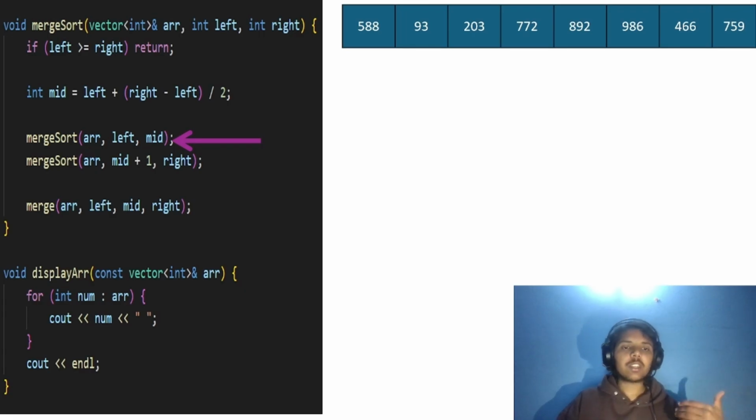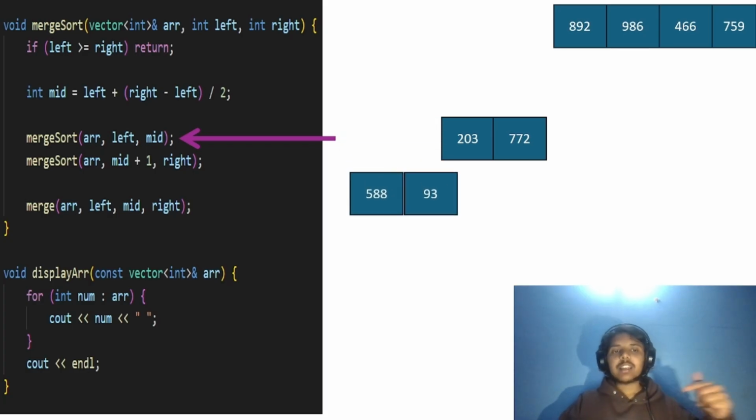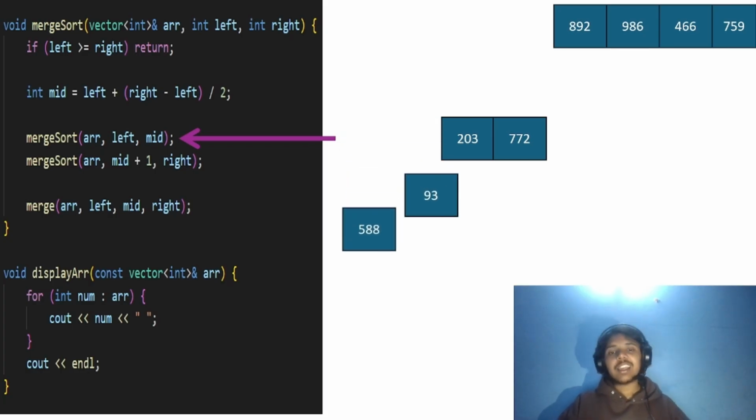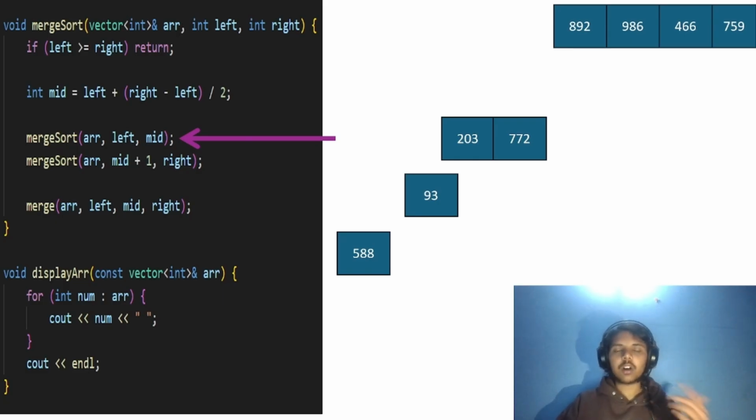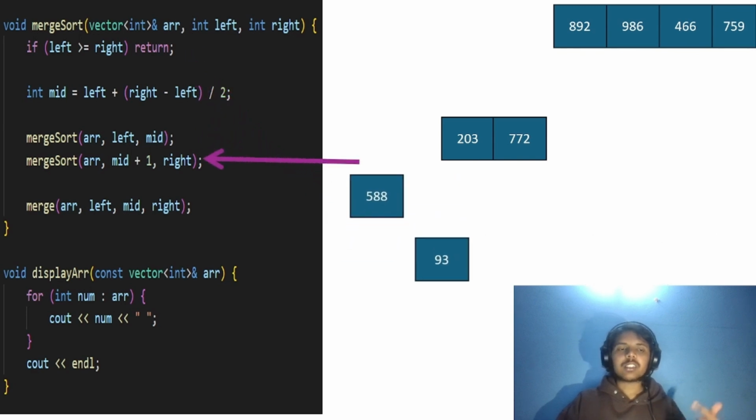The merge sort function is recursively called again, which splits our array or vector into its leftmost part, and then it's recursively called again and again till an array of length 1 occurs. During this time, the first line, that is the if statement, becomes true and the function prematurely terminates. And now the line after merge sort array left mid, that is merge sort array mid plus 1 right, will occur.